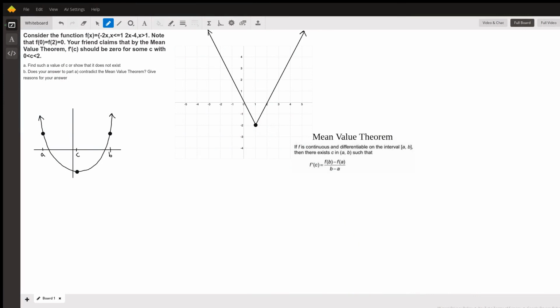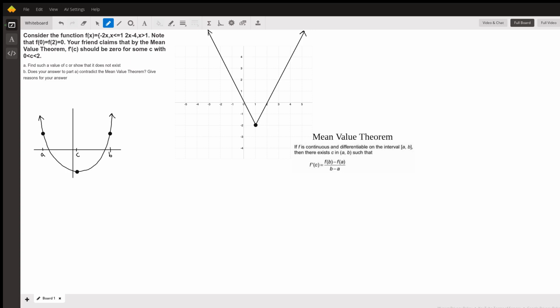The mean value theorem can be pretty tricky, so I'm going to do my best to explain what it means, give you an example, and then apply that to your problem. Down here at the bottom right, the MVT says that if f is continuous and differentiable, we'll come back to those words, on the interval a to b, then there exists c, which is just any number, such that f prime of c equals f of b minus f of a, over b minus a.